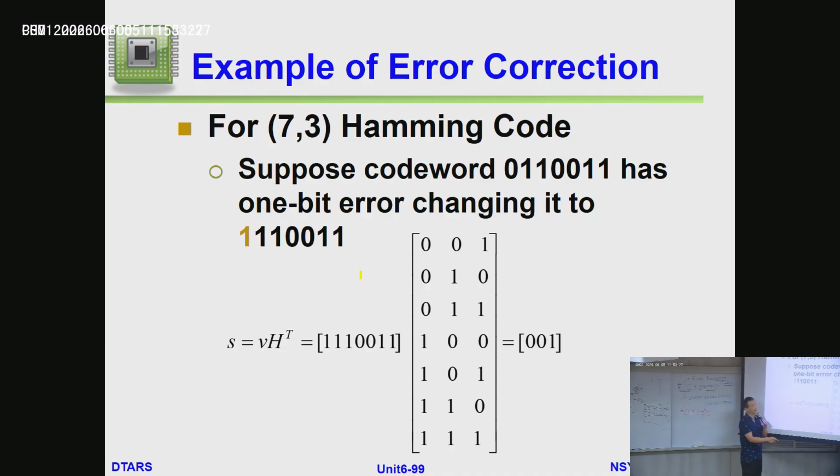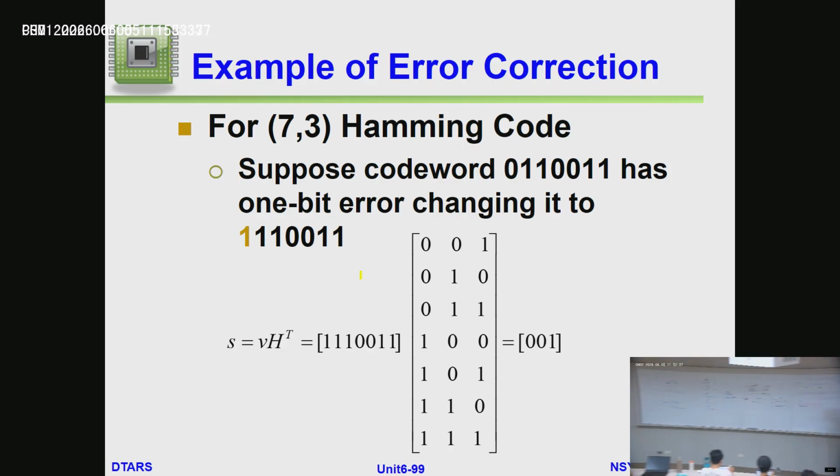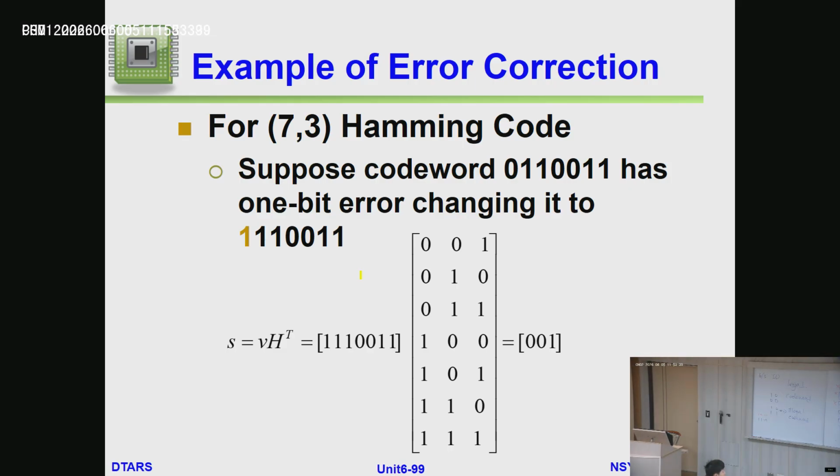So you will see that because this 001 is exactly this one, this is the first row. It means the first bit is erroneous. Because the memory data is quite simple, either 0 or 1, if this is wrong, then we just flip it, so we get the correct result. So we just flip this 1 to 0, then we complete the correction process.